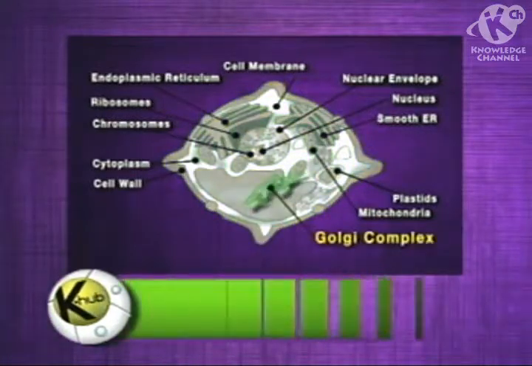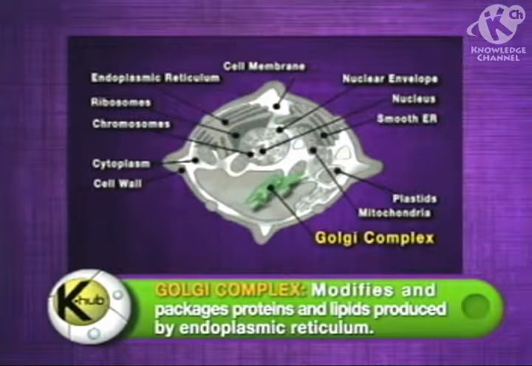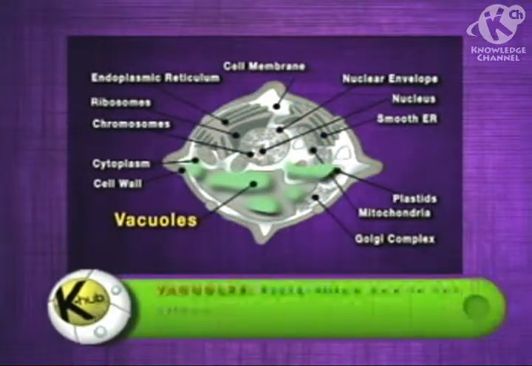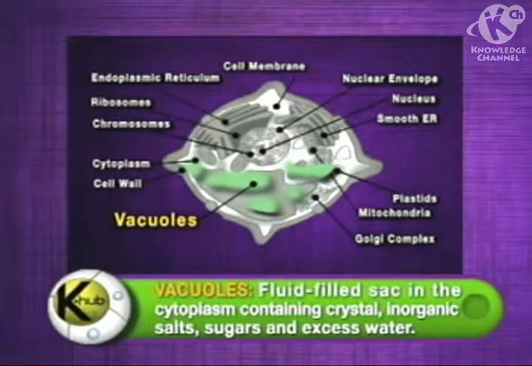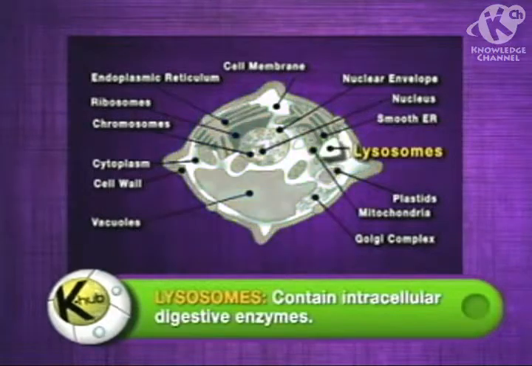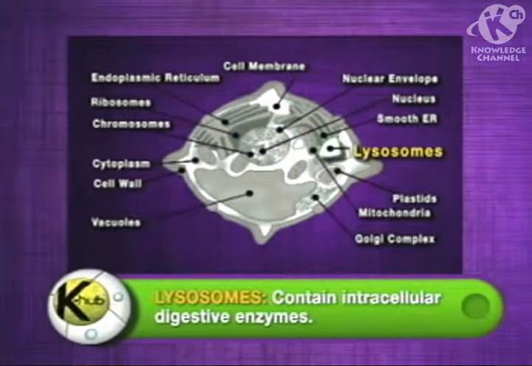Golgi complex. It modifies and packages proteins and lipids produced by the endoplasmic reticulum. Vacuoles are fluid-filled sac in the cytoplasm containing crystals, inorganic salts, sugars, and excess water. Lysosomes contain intracellular digestive enzymes.